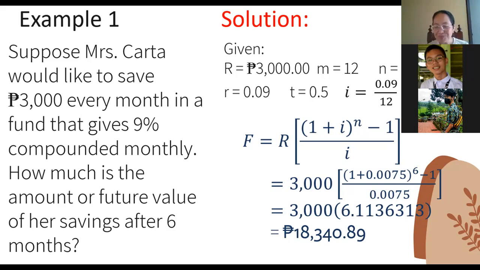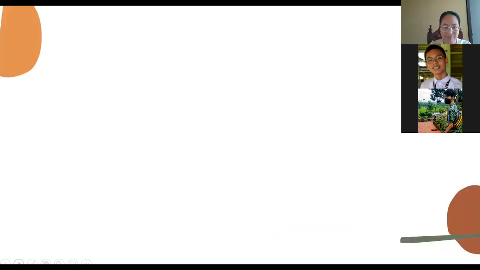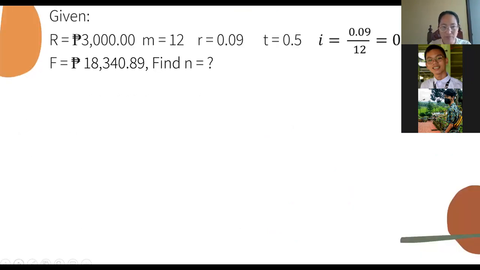Gagawin ko yon. Okay. So, pag sinubstitute na po natin yung all given natin, ayan po siya. Okay? So, lalabas that the future value of her savings is 340.89 pesos. Okay po. Okay, next.